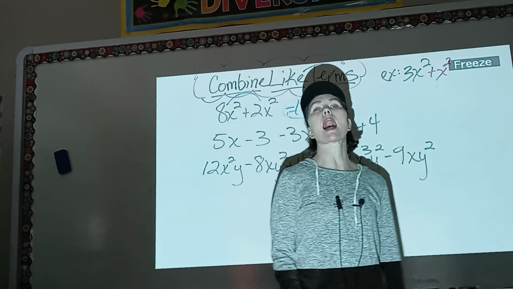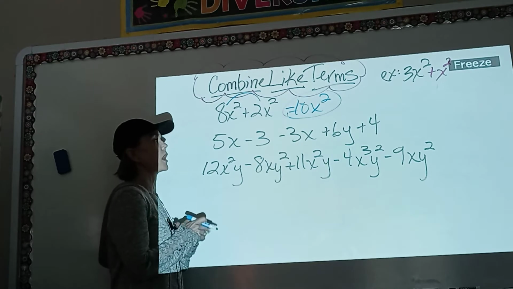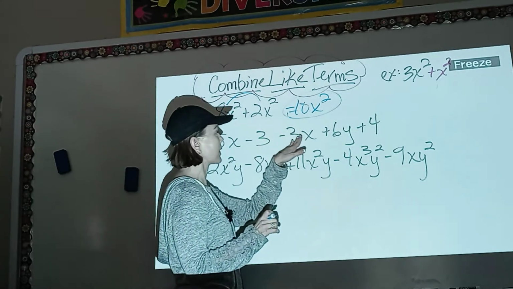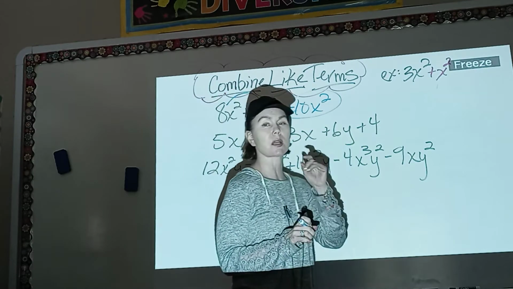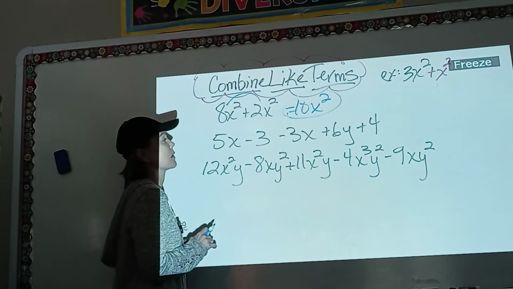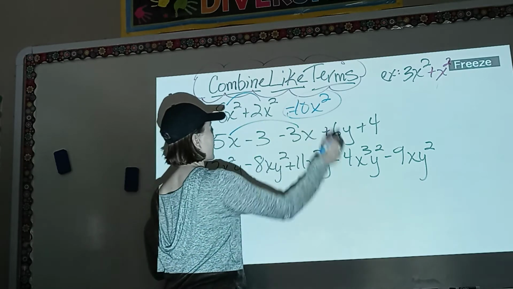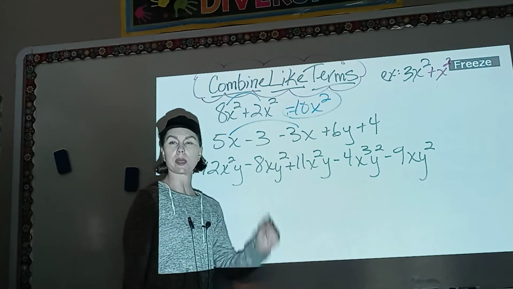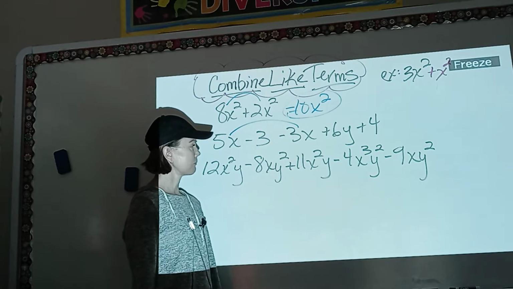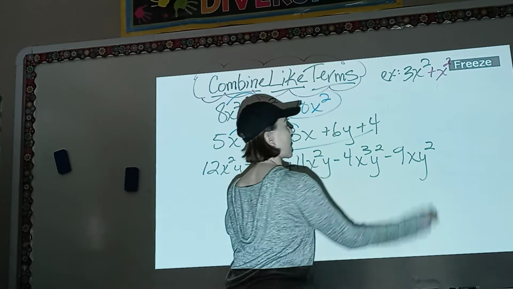Easy as pie. Now let's look at our second example here. Again, we're going to look at the list. We have 5x minus 3 minus 3x plus 6y plus 4. We need to identify what are the like terms in this list. Well, I see 5x and negative 3x. Draw the rainbow. Do it now. Yes, I said it. And we have a negative 3 and a positive 4.